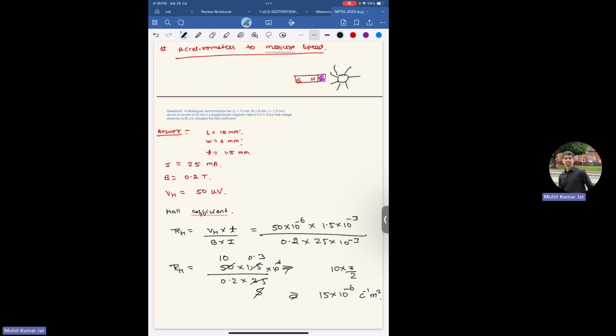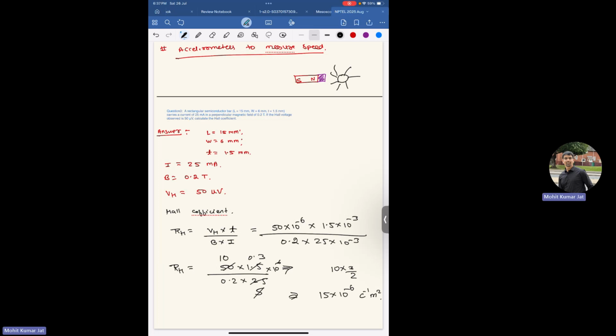Yeah, somewhere like this. So these will be the numbers for it. So this is how we approach the problem. If the quantities are given, for example, in this case, length and width are of no use, but the quantities which are of use for this problem are the thickness, current, magnetic field, and the VH. And that helps us solve the problem.